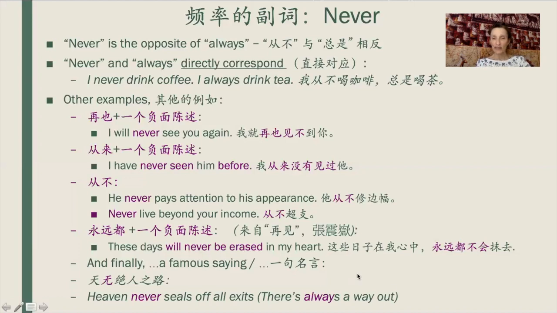So here's a famous saying, 一句名言, heaven never seals off all exits. 天无绝人之路. You can say the English from this is heaven never seals off exits, and that's a pretty closely direct translation, but it's also correctly translated as there's always a way out. Okay, moving on.